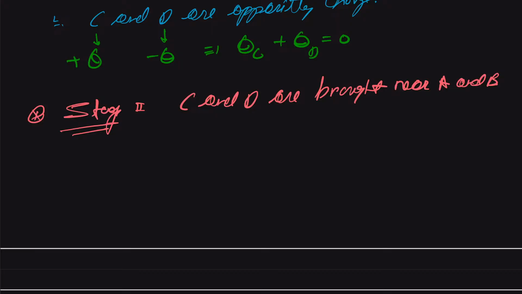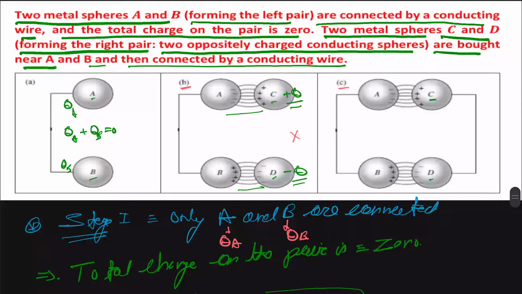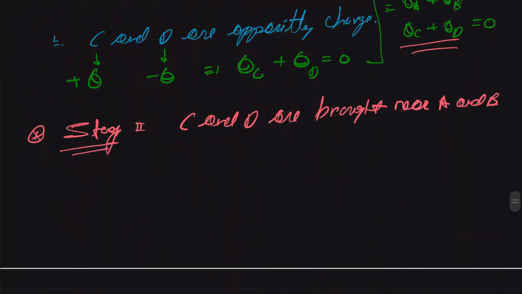Therefore, before bringing them close, the summation is equal to 0. If we add these two terms, we get QA plus QB plus QC plus QD is equal to 0. So after they are brought together nearby, the entire summation will still be equal to 0. This condition is bound to hold because of the charge conservation.